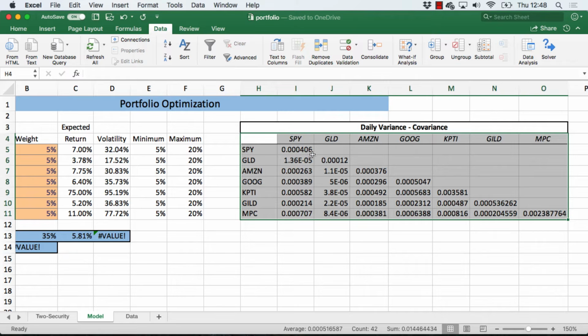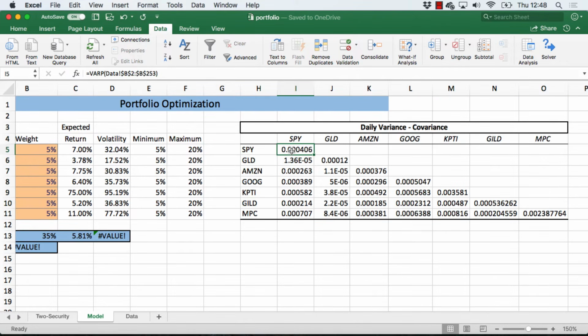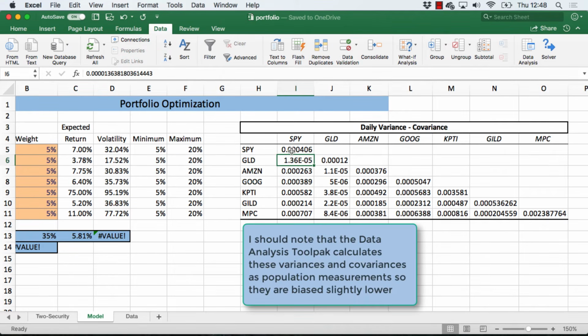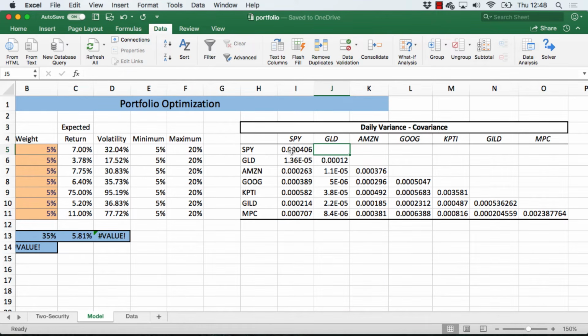Now, to get the array functions to work properly, we actually need to fill in the whole table. The covariance correctly says that this particular covariance is the same as this one, so therefore we don't need to show it. But to make the array functions work, we do need to show it. And to get that 2 times the covariance, we need the full table filled in.